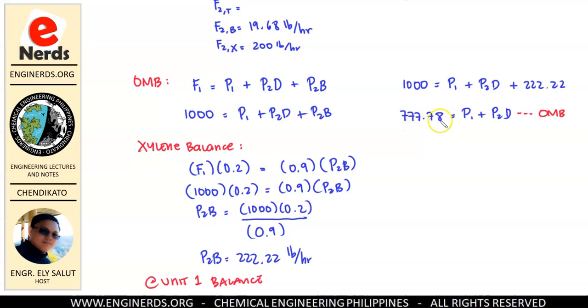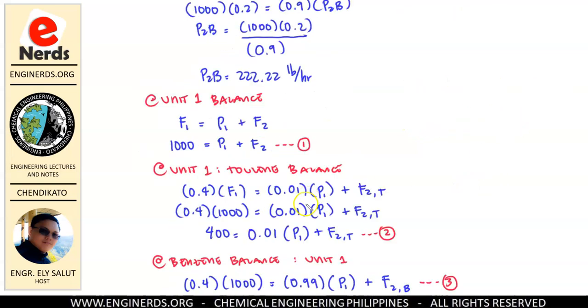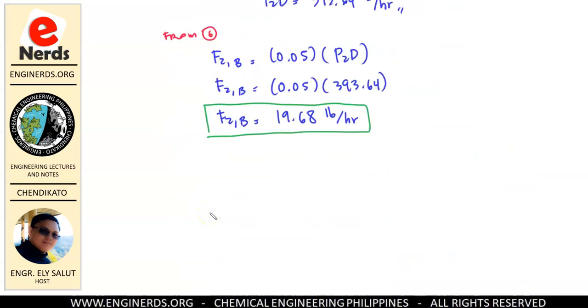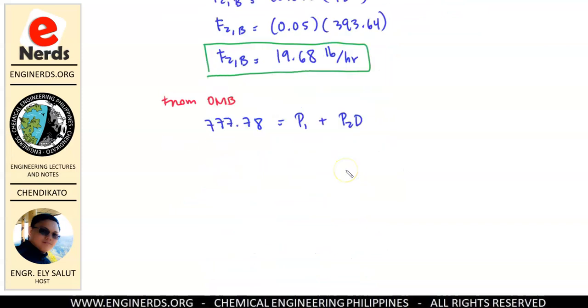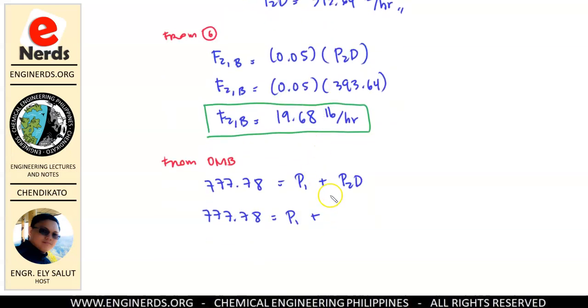777.78 is equal to P1 plus P2D. Okay? So, let us substitute yung values natin dyan. So, from our overall material balance. Okay, so we have 777.78 is equal to P1 plus P2D. And we already know the value of P2D, which is 393.64. So I'm going to substitute that. We have 777.78 is equal to P1 plus 393.64.